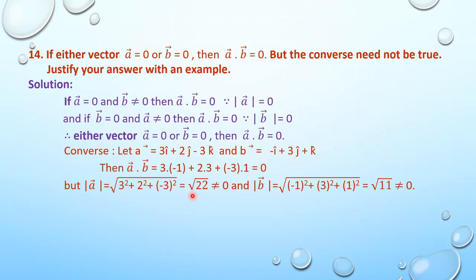Both are non-zero vectors because both have some magnitude. But when I do the dot product, again I am getting 0 only, which implies that it is not necessary that whenever a dot b is equal to 0, the magnitude of a or the magnitude of b, or you can say vector a or vector b, should be equal to 0. Even if both are not equal to 0, there is a chance of getting a dot b equal to 0. This is the way you can conclude this problem.